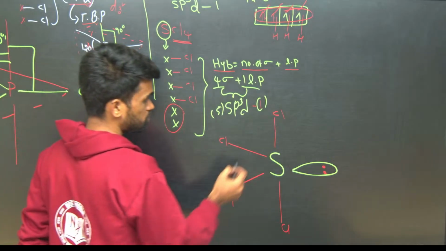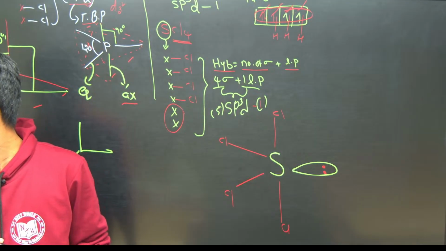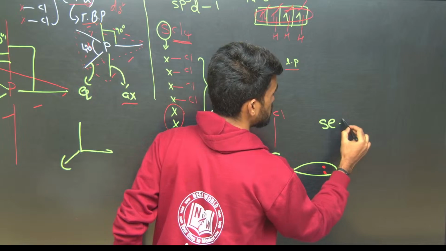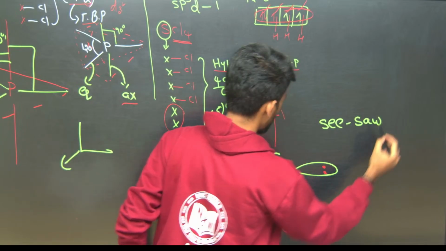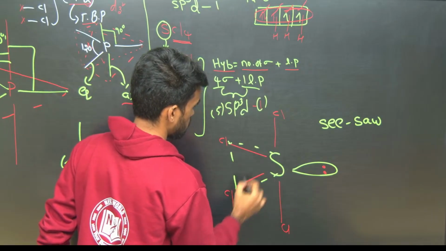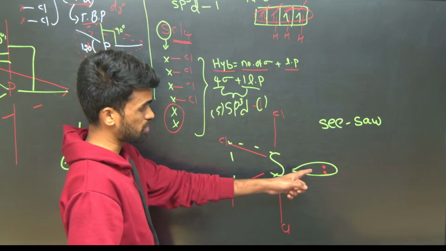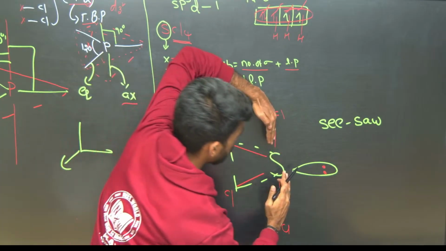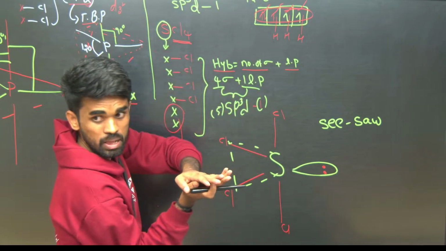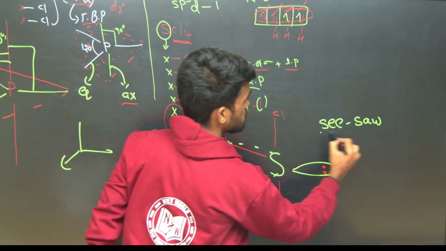So now what about the name of this shape? This is called seesaw. What is the name? Seesaw shape. Okay, so look here: one axial bond here, one axial here. The equatorial position is occupied by the lone pair. So even these axial bonds will be bent to this side. Why? Because lone pairs have more repulsion. So you can say seesaw shape.